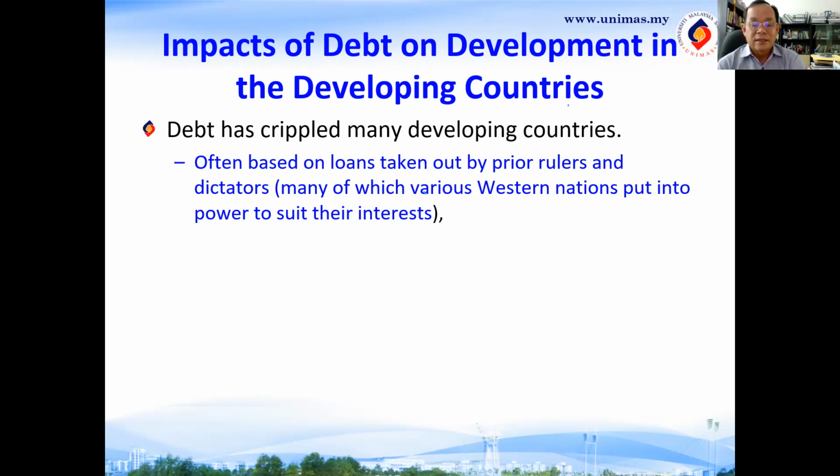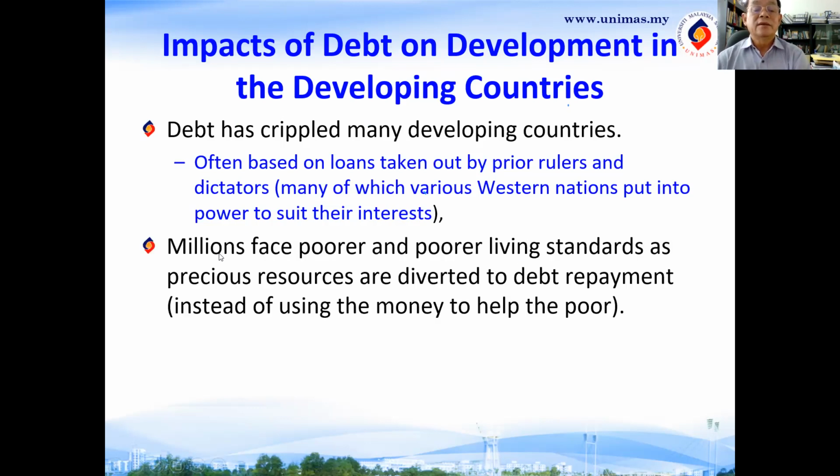So dictators took the loan, but did not use the loan properly. Yeah, instead they siphon it off, ya, gunakan masuk bank account sendiri dan sebagainya, sebagai contoh. So many of which various Western nations put into power to suit their interest. Jadi diktator atau ruler itu adalah merupakan orang yang dilantik atau chosen by the Western powers, ya, and hurts a lot, ya.